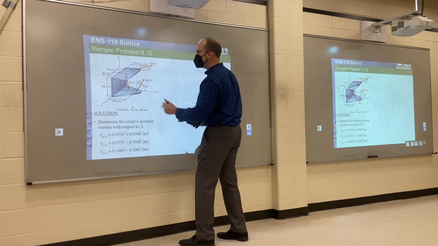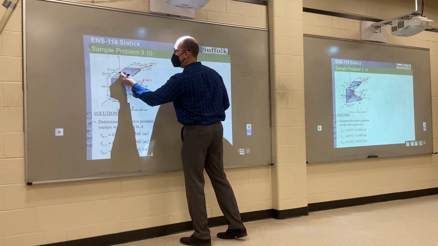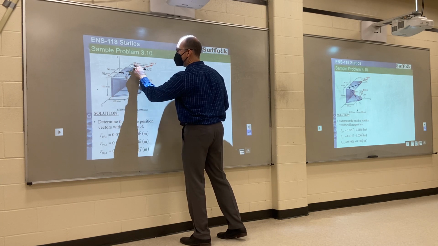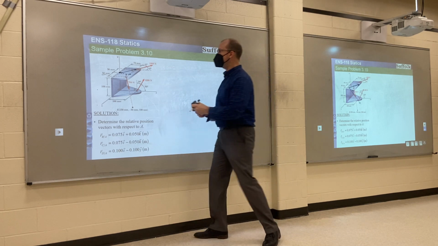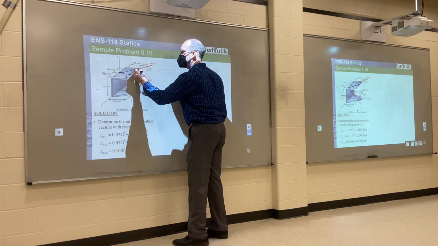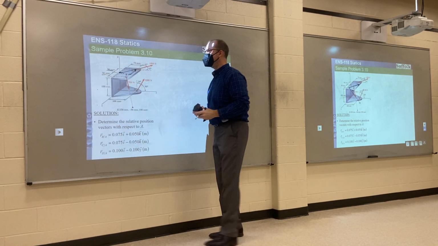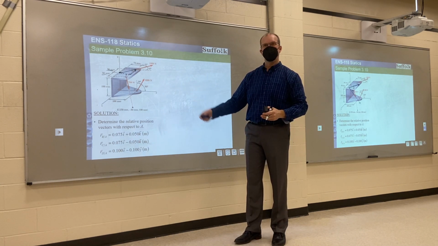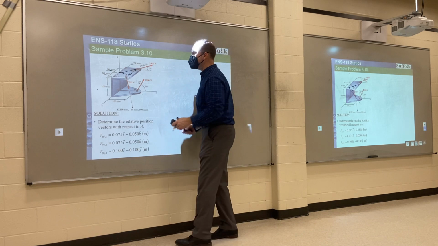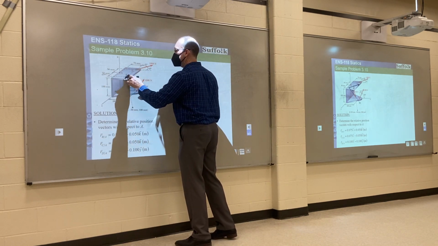The next one was RC with respect to A. With respect to A, I'm going to go from here to here. We have, again, positive 0.075 I, and this time negative 0.05 K, because we're going into the plane. And there is no J for that one as well.